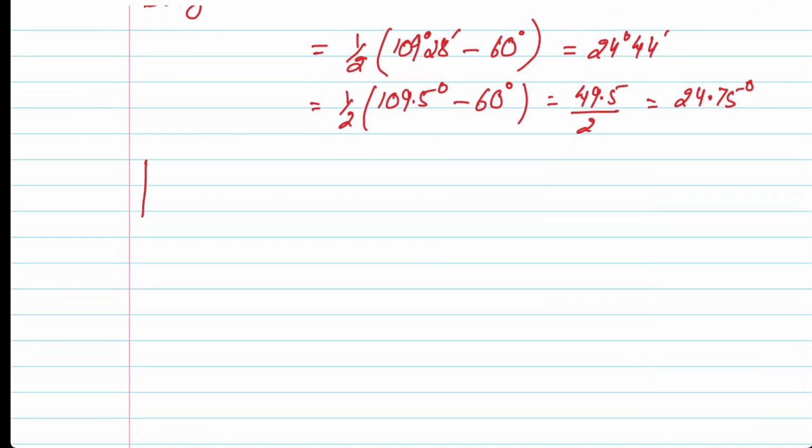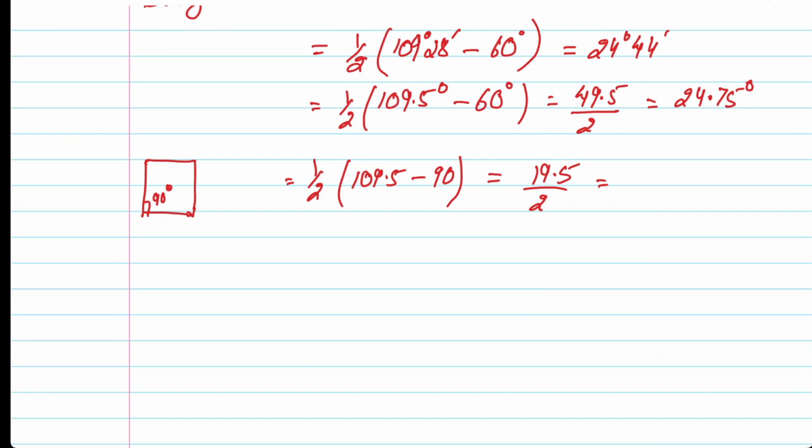We can even talk about the angle strain of cyclobutane. In the case of cyclobutane, the internal angle should be 90 degrees. So the angle strain would turn out to be equal to 1/2 (109.5 minus 90), divided by 2. That will turn out to be 19.5 by 2, which turns out to be 9.75 degrees.